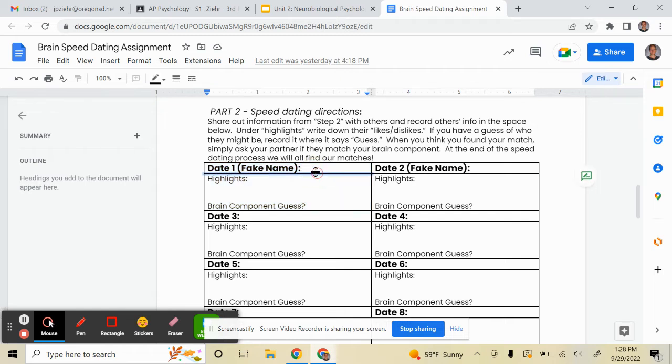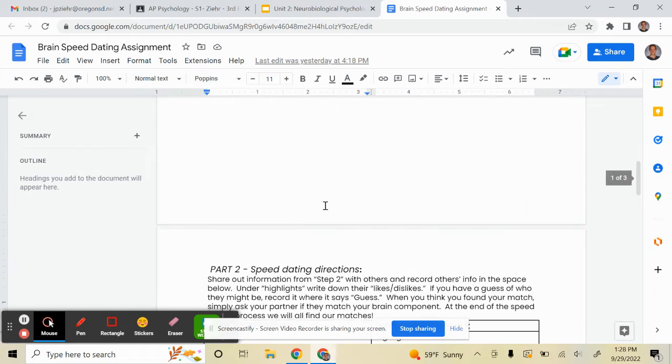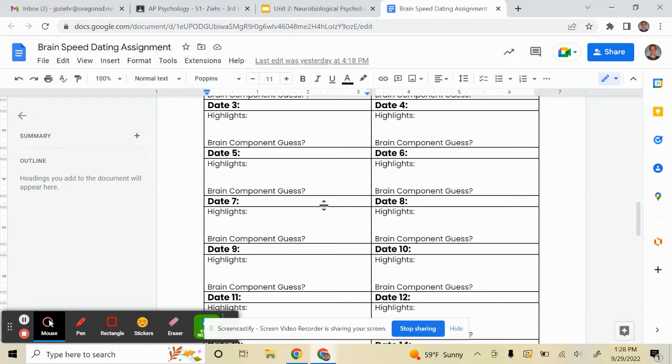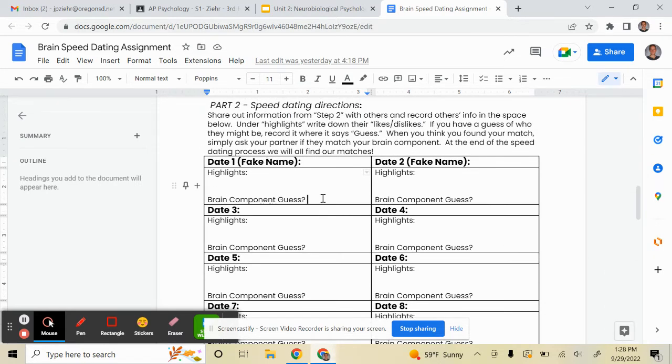So where it says fake name, what did they share their fake name was? For highlights, what are the likes and dislikes the person has? And then this is optional at the bottom here. Do you have a guess of what the brain component might be? You can reference the 3rd page if you want to, but based on what you're hearing them share with you, do you have a decent guess of what you think they might be? But the key thing is you want to make sure you get down the 3 likes, dislikes. So record the information, the highlights, as well as their fake name.